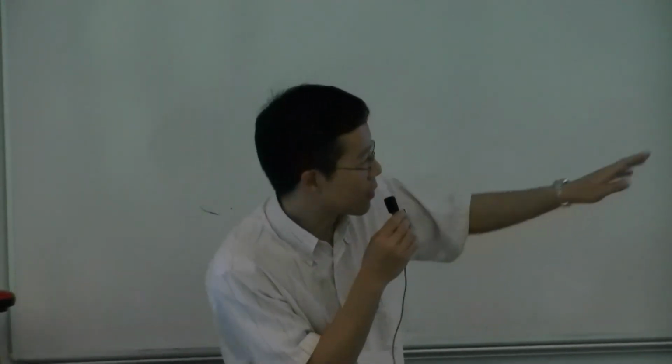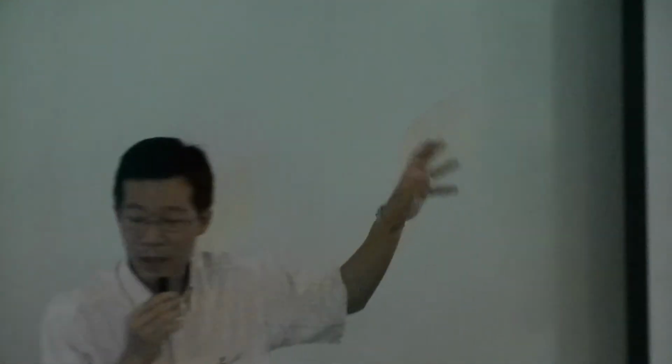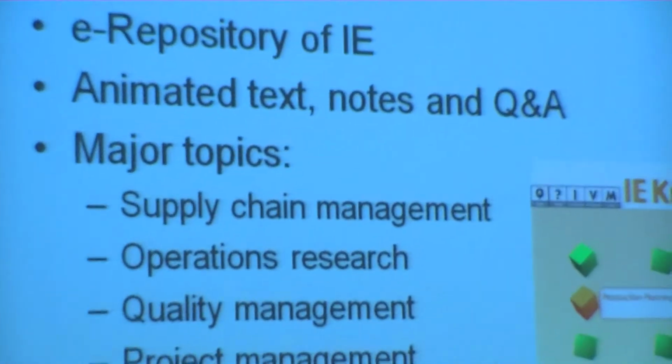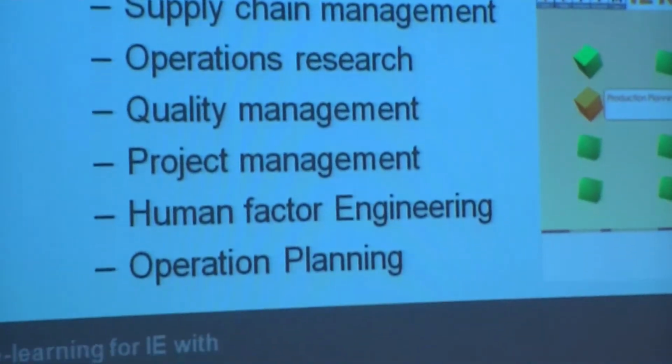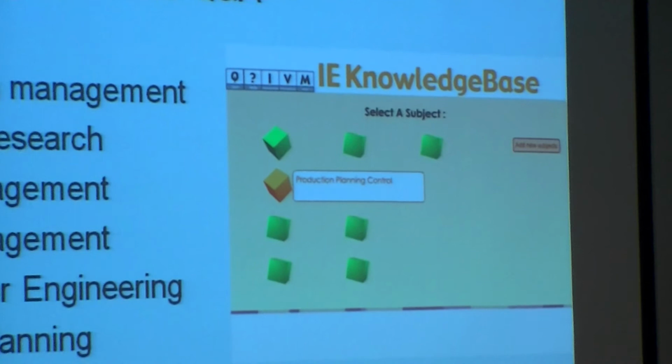Then we have what we call the IE knowledge base, which is basically a repository of all the important information of IE. So for example, if you look at that, operations research, supply chain management, and all the others. Basically, what we want them to do is look at the repository, deposit things in the repository, and when they go to solve real problems as presented in what we call the virtual companies, they will get the information from the IE knowledge base and try to solve problems.